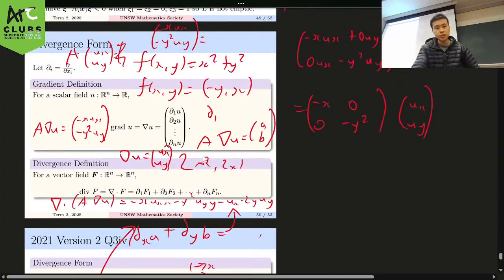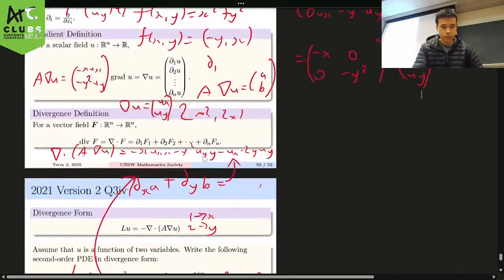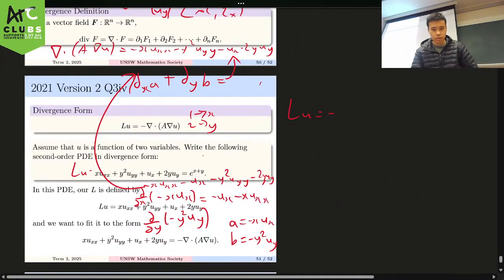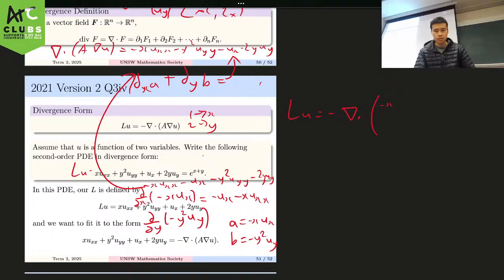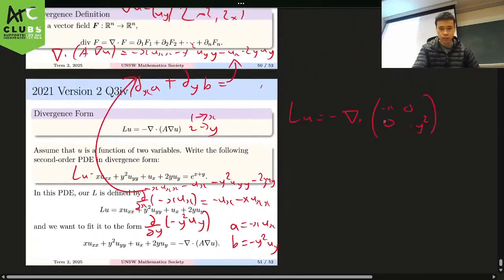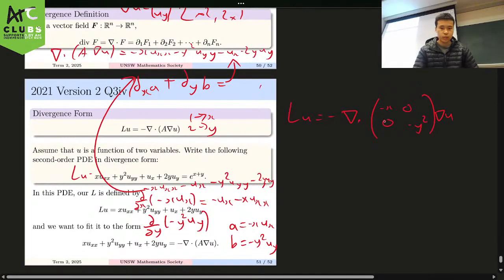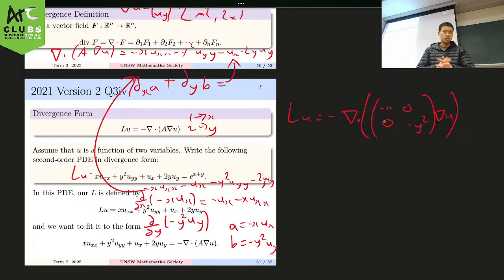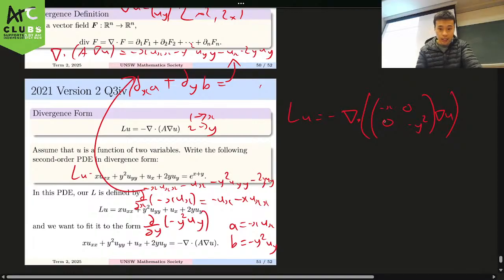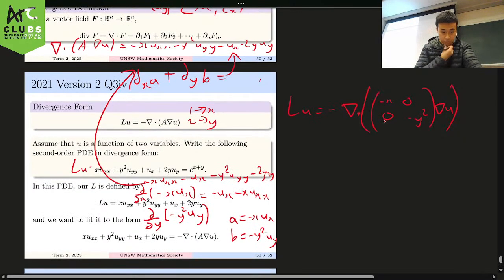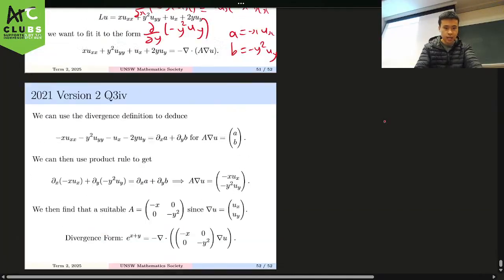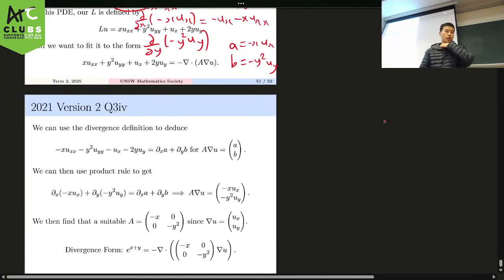So putting it all together then, Lu is equal to the negative of nabla dotted with the matrix A, which is minus x, minus y squared, 0, 0, applied to nabla u. Yeah, like that. But I have to be careful with this, because this is dotted with that matrix. So that is how we derive our matrix here. That's basically it. We just found a suitable A to make this work.